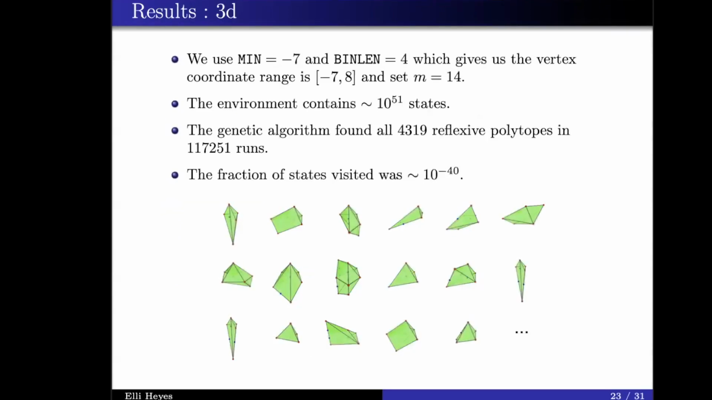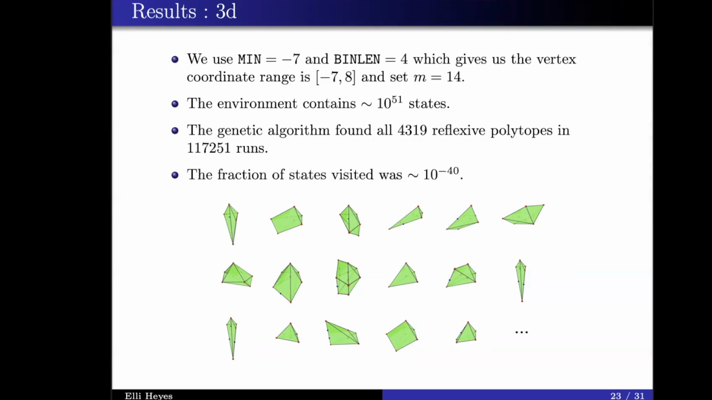So moving on to three dimensions. Now, of course, we're in a higher dimension, so our environment increases because we have one extra dimension, but also we need to increase our vertex coordinate range to be -7 to 8 and the maximum number of vertices to be 14 in order to capture all of the 4,319. So now we have an environment which has 10 to the 51 states. So this is a huge environment.